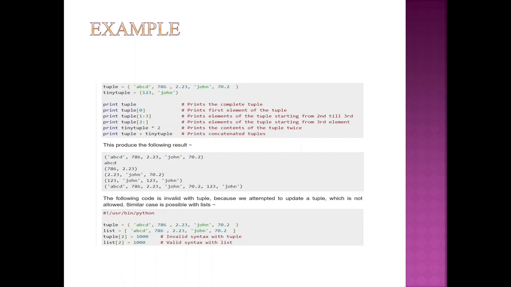See, in the last statement, list of 2 equals 1000. When I try doing this, the second index value of my list will get changed from 2.23 to 1000. It is a valid declaration. It is valid syntax regarding list, but it is invalid in tuple.